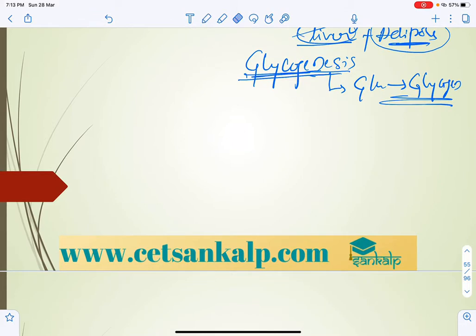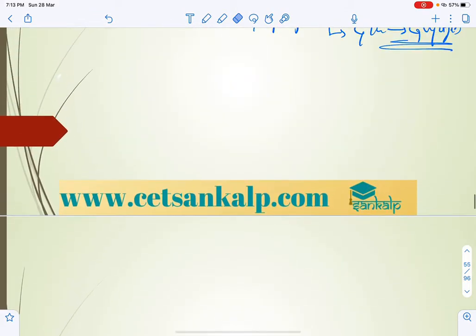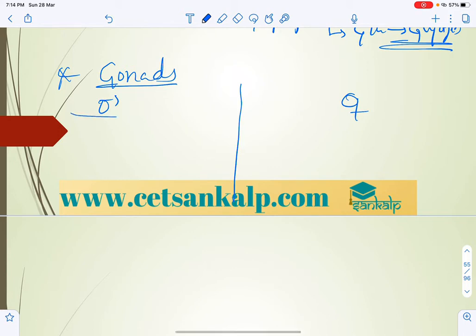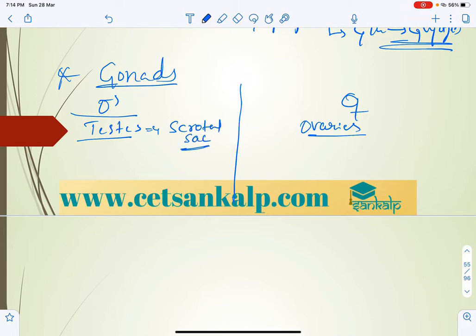So next we can say gonads. An important thing: there are male gonads and female gonads. Male gonads are called testes, and female gonads are called ovaries. Both are paired, and testes are present in the scrotal sac, outside the abdominal cavity. They descend into the scrotal sac and hang down.